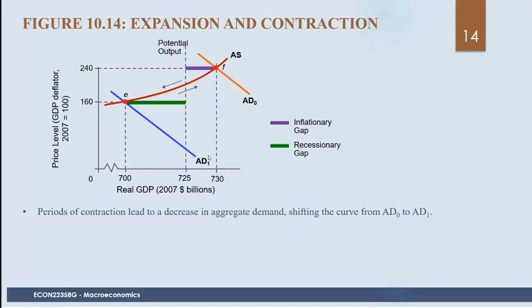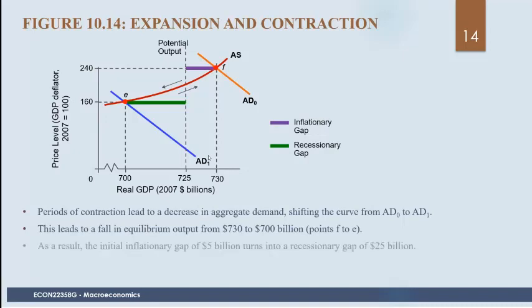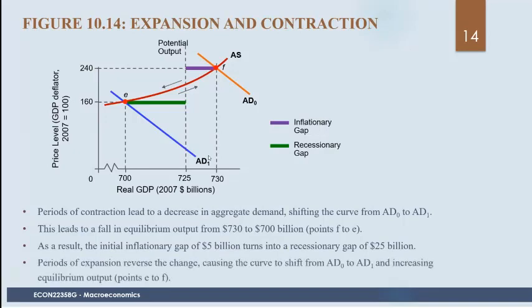Okay, so here it says periods of contraction lead to a decrease in aggregate demand, shifting the aggregate demand curve from AD0 to AD1. So in this diagram, they're saying we were initially at point F, and then something happened to cause aggregate demand to fall a lot, and we ended up at point E. That leads to a fall in equilibrium output from 730 to 700. As a result, the initial inflationary gap of 5 billion turns into a recessionary gap of 25 billion. So periods of expansion reverse the change.